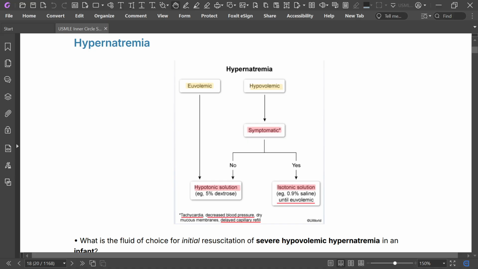Now I would like to discuss a very important electrolyte abnormality, that is sodium problem. It may be hypernatremia or it may be hyponatremia. Okay, what is hypernatremia? Hypernatremia is an electrolyte disorder. It is characterized by serum sodium concentration more than 145 due to loss of water or gain of sodium, although the absolute amount of sodium in the body may be normal, low, or high.